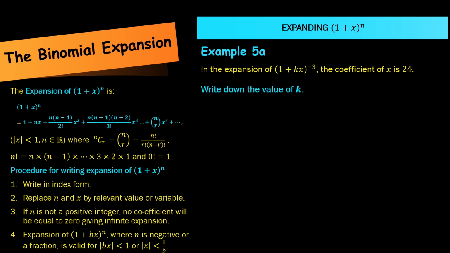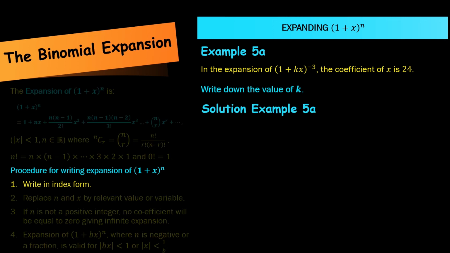So in part A, in the expansion of (1 + kx)^-3, the coefficient of x is 24. We are required to write down the value of k. So let's solve this. First write 1 plus kx to the minus 3 in index form. As it's already in this format, we don't need to do anything.